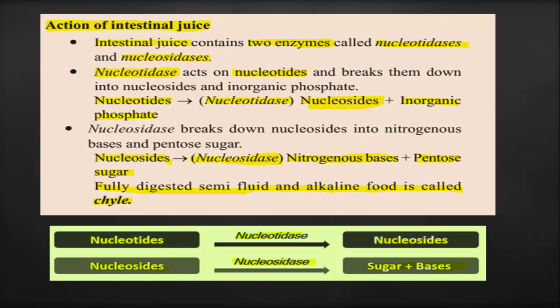This is how the nucleic acids are digested in the small intestine with the help of pancreatic juice and intestinal juice enzymes. The pancreatic juice contains DNAs and RNAs, whereas the intestinal juice contains nucleotidases and nucleosidases. Therefore, the digestion of the nucleic acids is confined only to the small intestine.